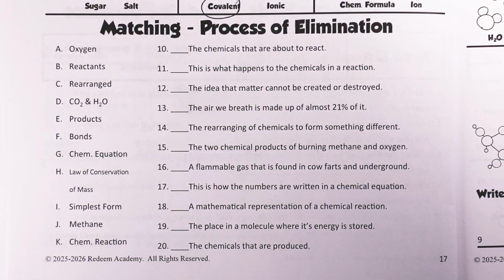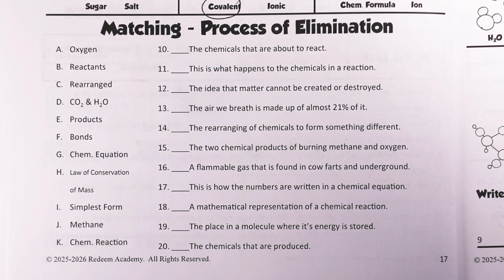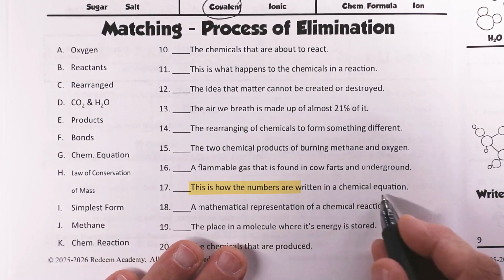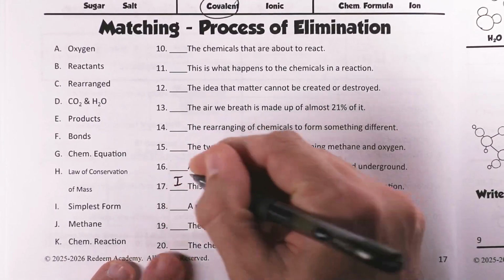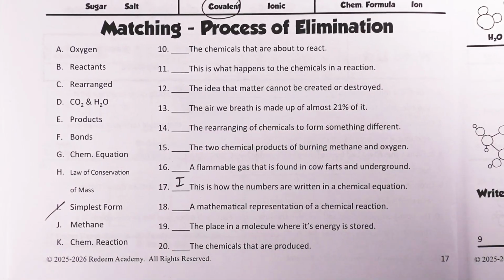Let's see, anything difficult I want to tell you about? All right, maybe this one's hard. This is how the numbers are written in a chemical equation in simplest form. I don't know if that was hard. Nothing really looked that difficult to me.